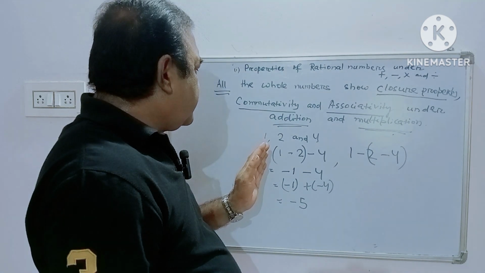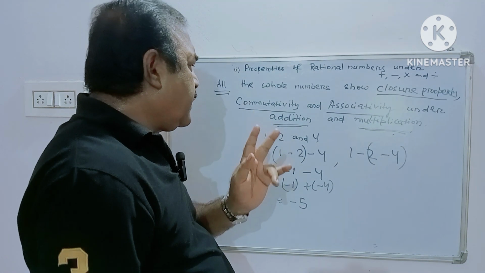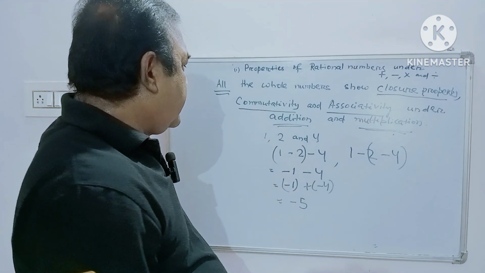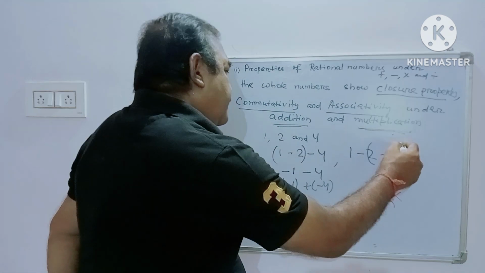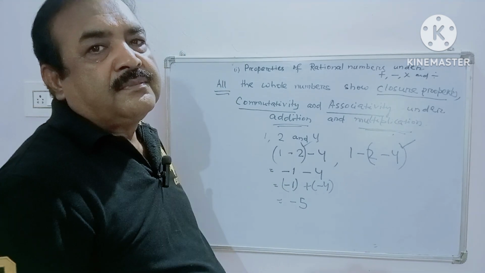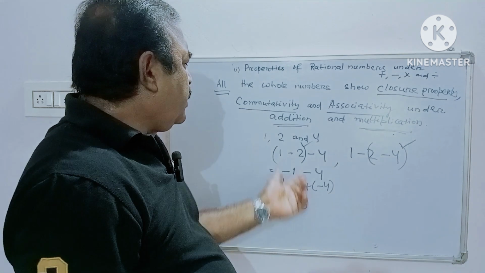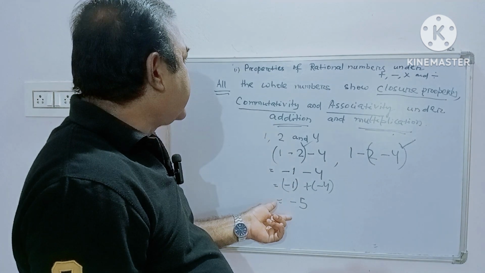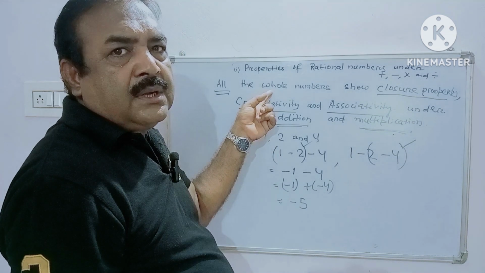1 minus 2 minus 4 will not be equal to 1 minus 2 minus 4 if I give the brackets here. In both the cases, the value will not be same. And I cannot use the negative signs because we are discussing about the whole numbers.